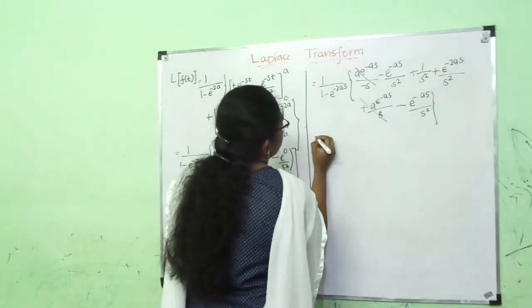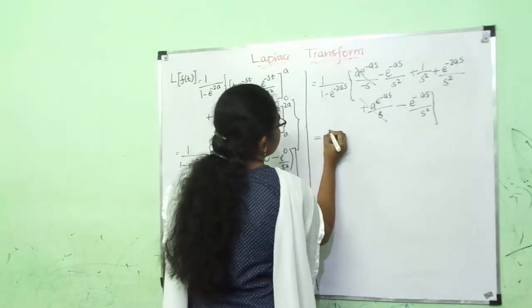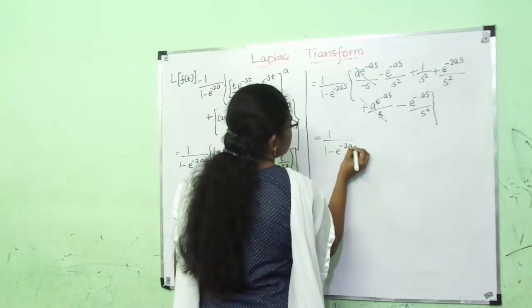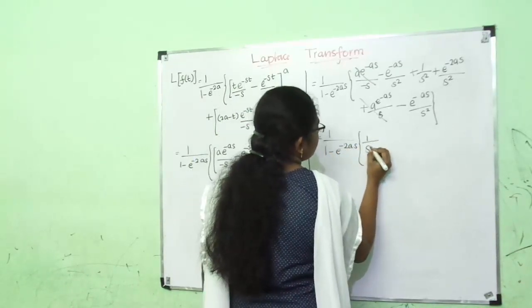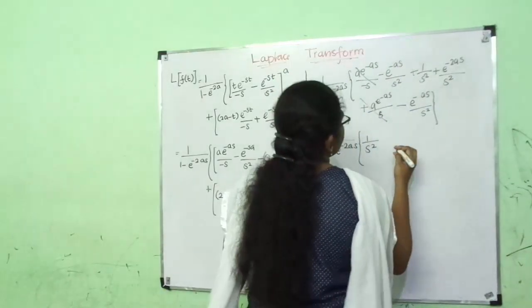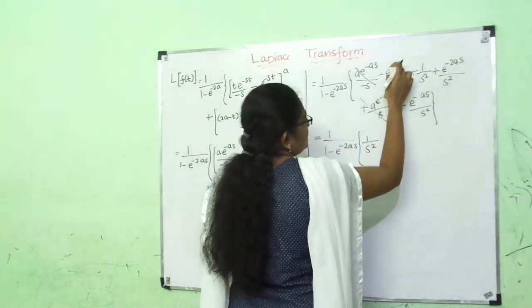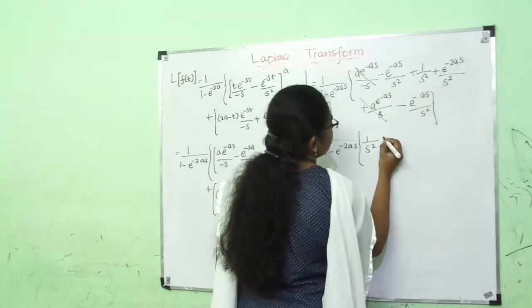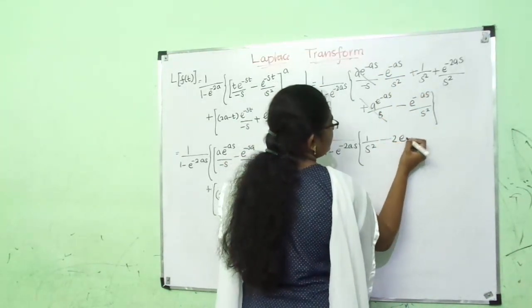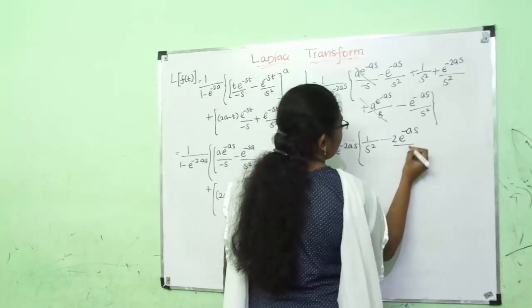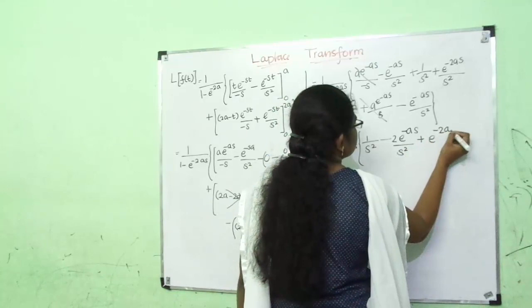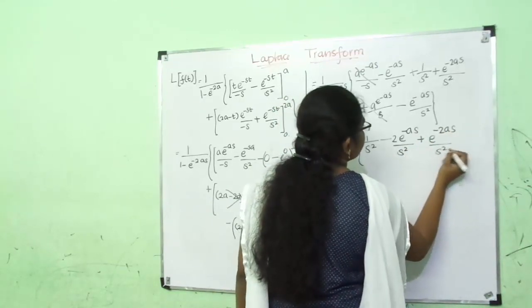Now simplify and write the remaining step. 1 by 1 minus e power minus 2as, 1 by s square minus e power minus as by s square, and minus e power minus as by s square becomes minus 2 e power minus as by s square plus e power minus 2as by s square.